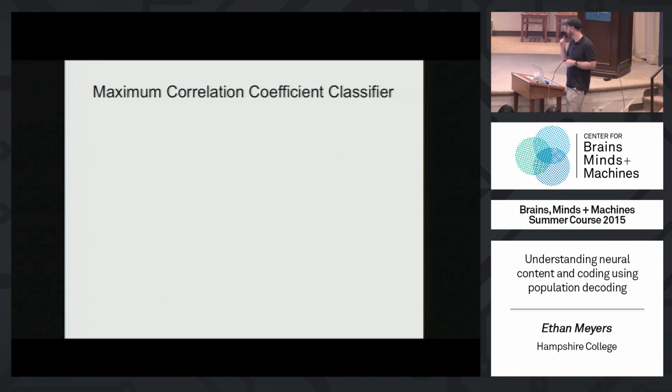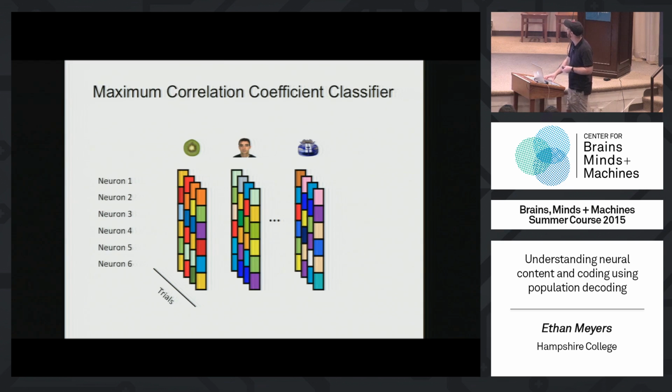Okay. So I'll give you an example of one classifier. Again, I'm sure you've seen much more sophisticated and interesting methods, but I'll show you a very basic one that I have used a bit in the past. It's called a maximum correlation coefficient classifier. It's again very similar to what Rebecca was talking about. But all you do is, let's say this is our training set.